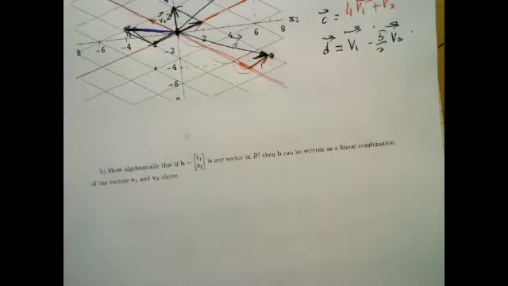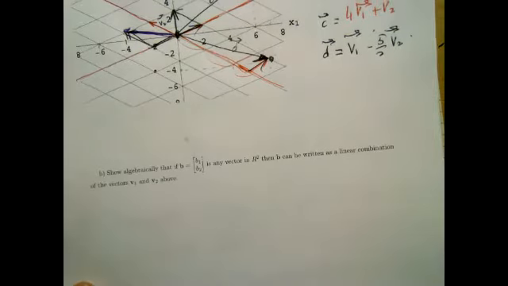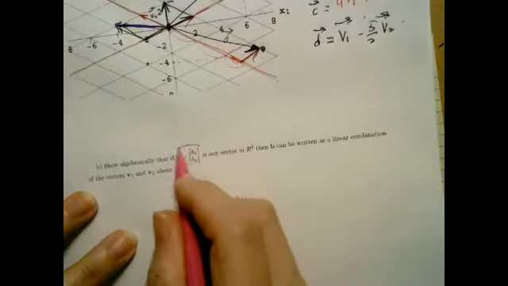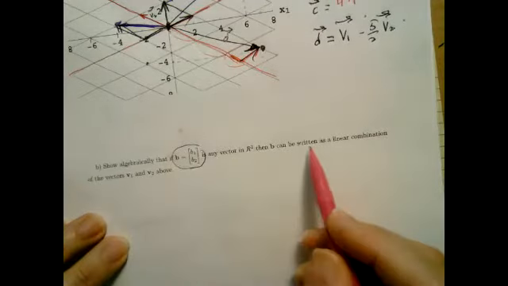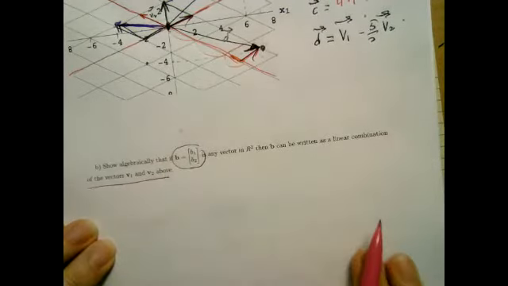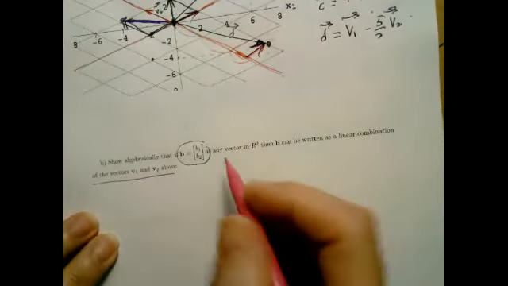And this one I will take. You guys will do other problems along those lines. So I want to show you that if I pick any vector, I can write it as a combination of the vectors V1 and V2. It means that no matter what the vector is, I should be able to show you.